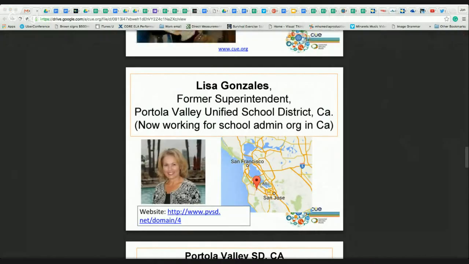My name is Lisa Gonzalez. I just spent the last 2.5 years as a superintendent in the Portola Valley School District. We like to refer to Portola Valley at times as rural Silicon Valley because you can see the little dot right there on the picture. We're just inland far enough where we really have to think about not only devices but connectivity because we are rural. And now I'm doing legislative work with the Association of California School Administrators.